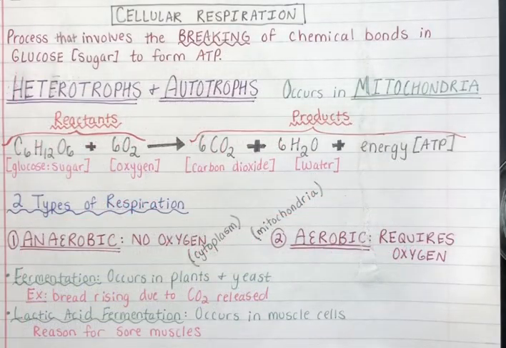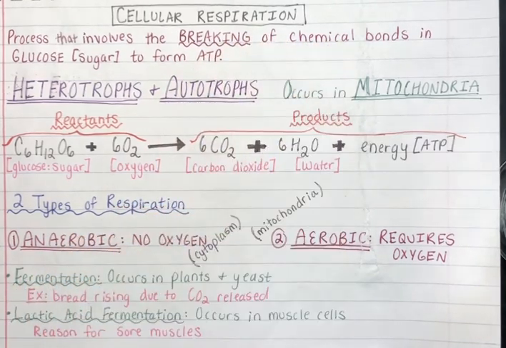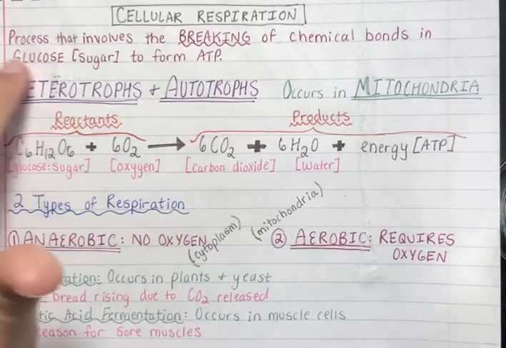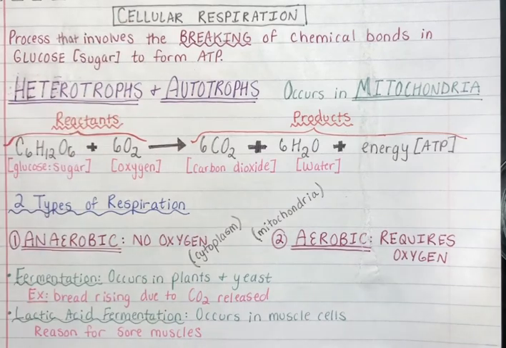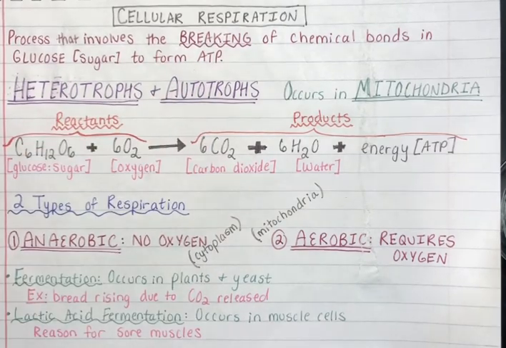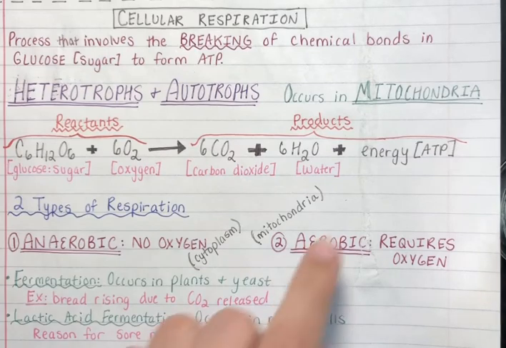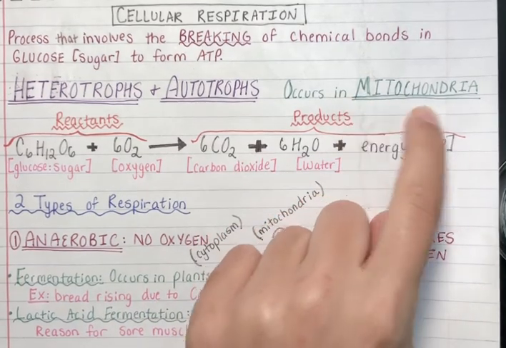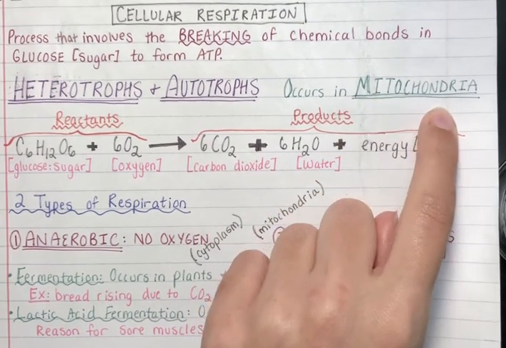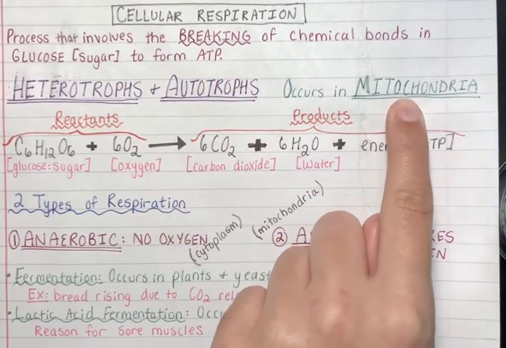Moving on to cellular respiration. Cellular respiration is a process that involves the breaking of those chemical bonds that we get from eating our food and glucose to form that ATP energy. So heterotrophs and autotrophs both carry out this process of cellular respiration, meaning animals and plants. The organelle in the cell that it occurs in is our mitochondria, our powerhouse of the cell. Autotrophs and heterotrophs both have a mitochondria.